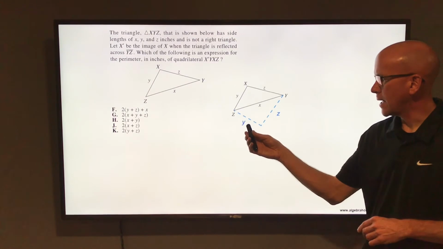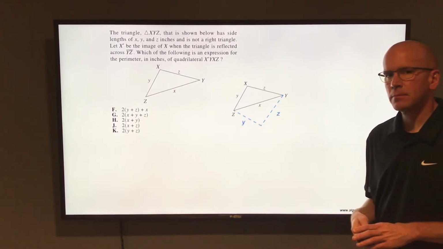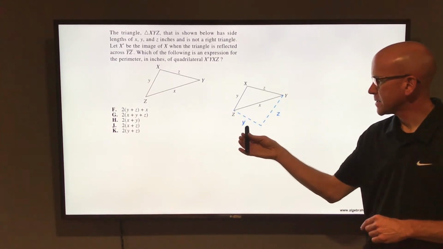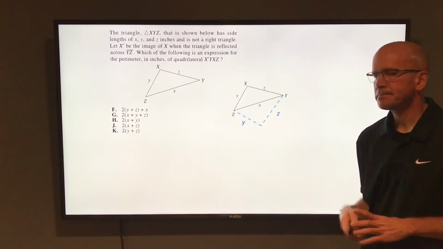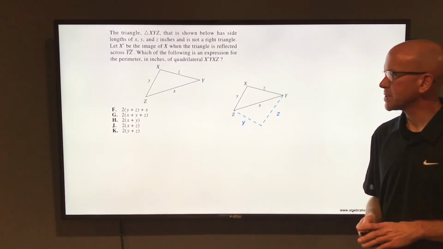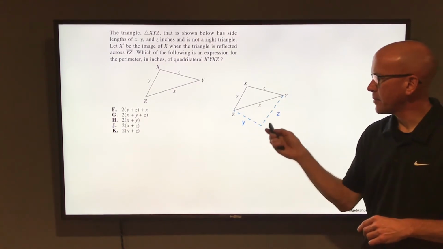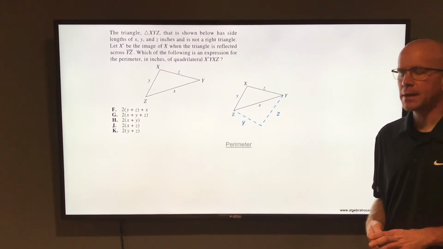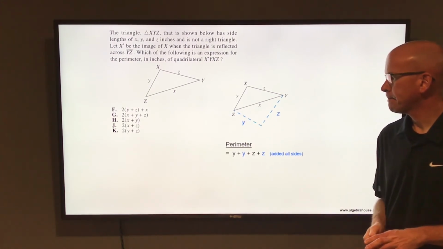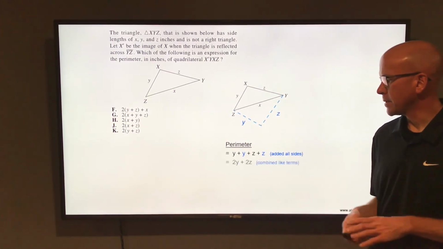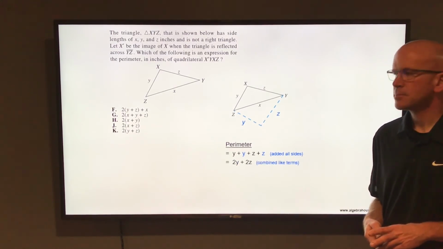Sides on this quadrilateral match up with the sides on this triangle. This side is y, that matches up with this. This side is z, that matches up with this. Question is, what's the perimeter? Well, to get the perimeter of that quadrilateral, just add up all the sides. You have y plus y plus z plus z. Combine the like terms on that, it's 2y plus 2z.